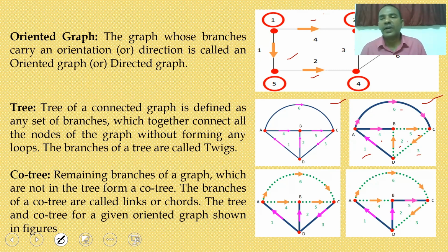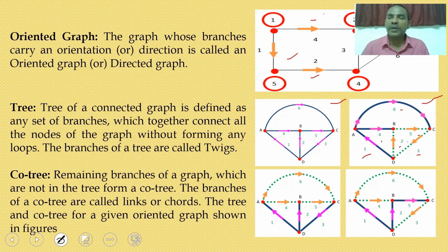Coming to the co-tree. What is a co-tree? Co-tree is the complement of a tree. If you are considering 1, 4, 6 as the twigs and 2, 3, 5 as the links, the co-tree has 1, 4, 6 as the links and the remaining as twigs. Then you can say that it is the co-tree for the given tree.